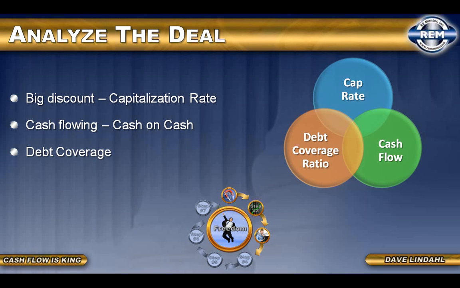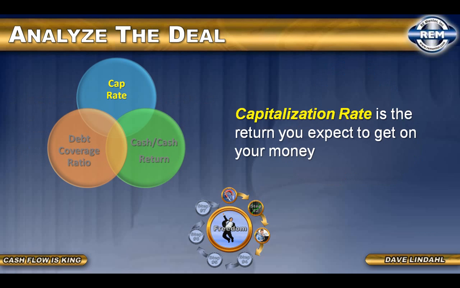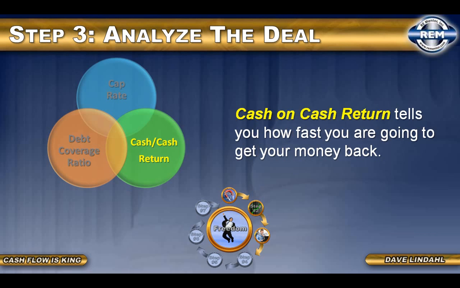That's true. All right, and then the last ratio is the debt coverage ratio. So what is the cash-on-cash return? Well, the cash-on-cash return is very simply the money that you expect to get on your investment, the return that you expect to get on your investment. As simple as that. As investors, that's what we want to know. We want to know what the return on the investment is going to be. The cash-on-cash return tells us how soon we're going to get our money back.